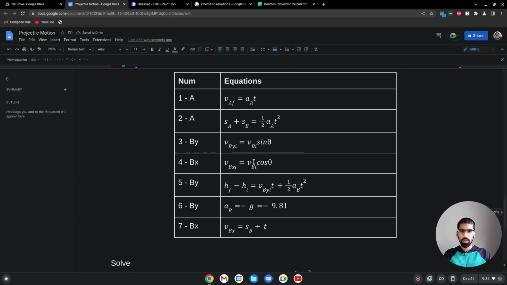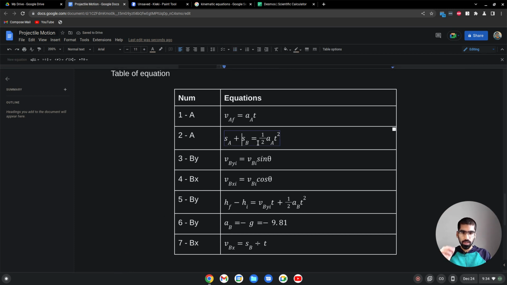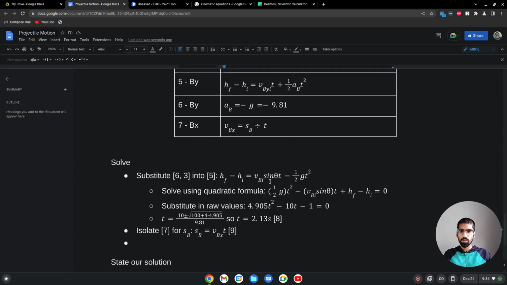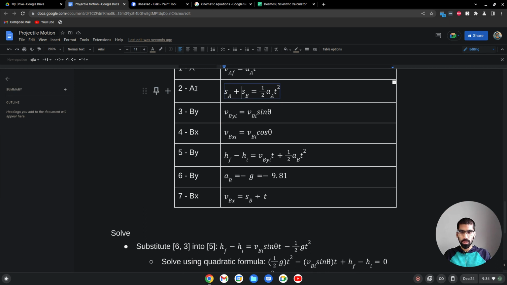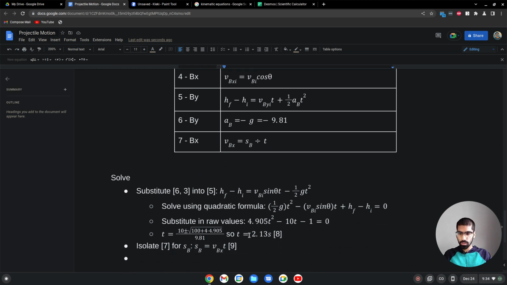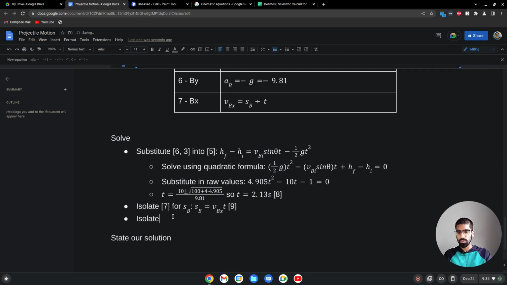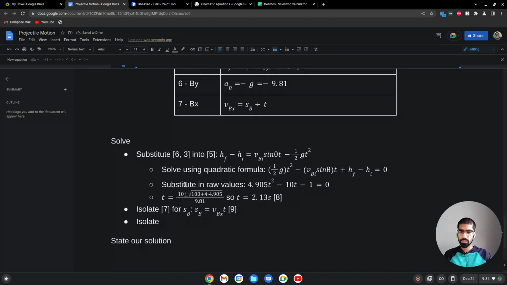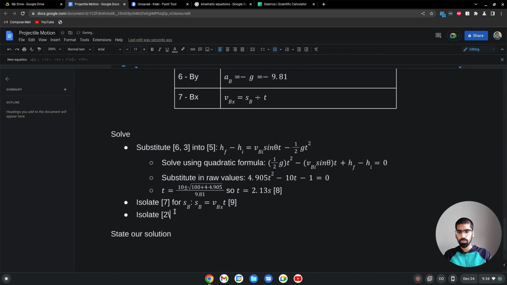Cool. We can substitute this here. Are we ready for that? I think so. Okay. Let's isolate equation 2 for AA. That's what we want, right? So isolate, that's the variable we were solving for, the required variable. Isolate 2 for AA.